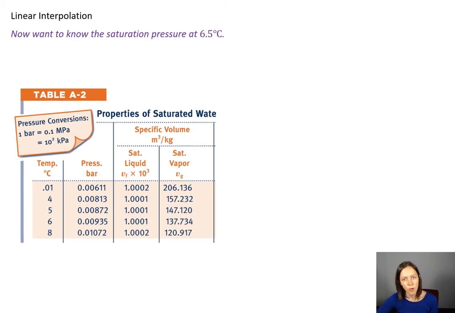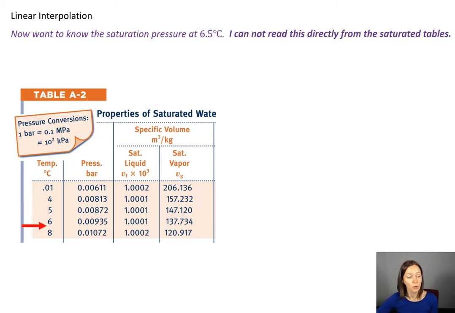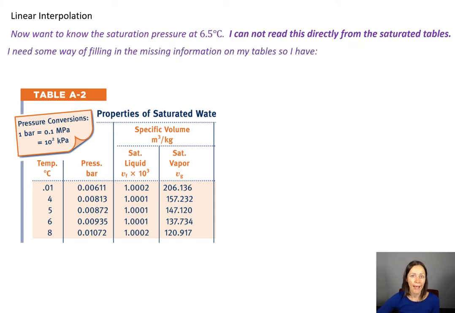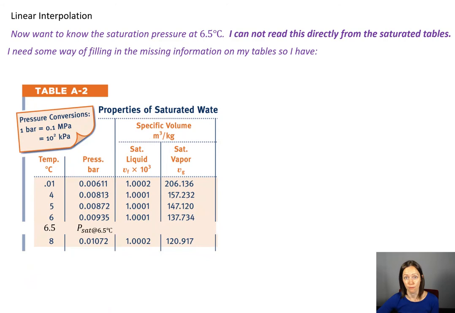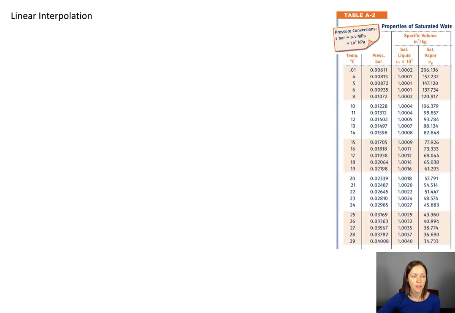But now let's say I want to know the saturation pressure at 6.5 degrees Celsius. Kind of looks like I have a problem because I don't have a row for 6.5 degrees Celsius. I need some way of filling in that information so that I do have a row for 6.5 degrees Celsius. So what I'm going to do is interpolate.